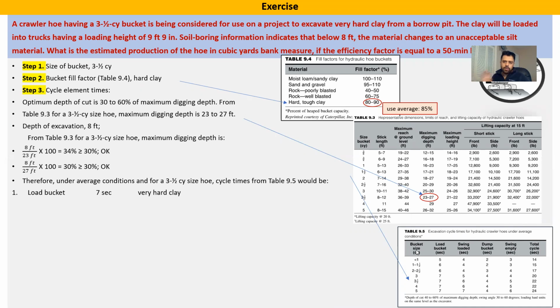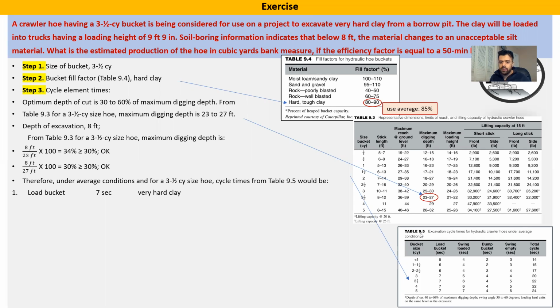Again, I want to make sure you guys got the point. To use this table, you should check that the depth you are digging falls in the range of 30 to 60% of the maximum digging depth. Once you made sure about it, then you're good to go. You can go ahead and use table 9.5.